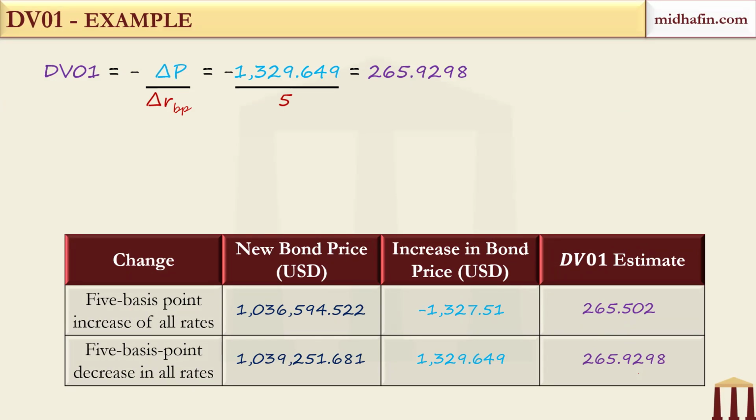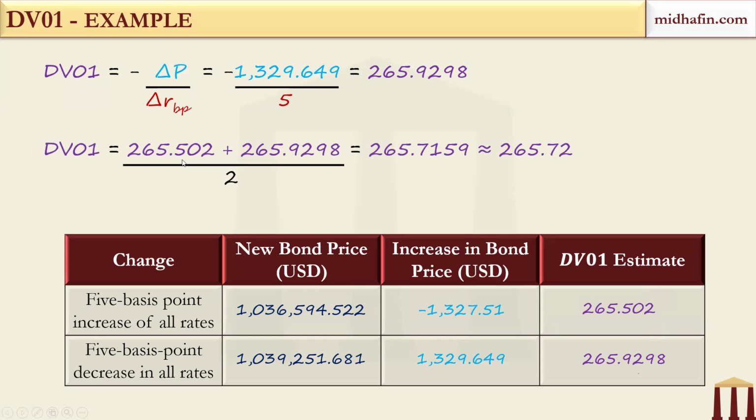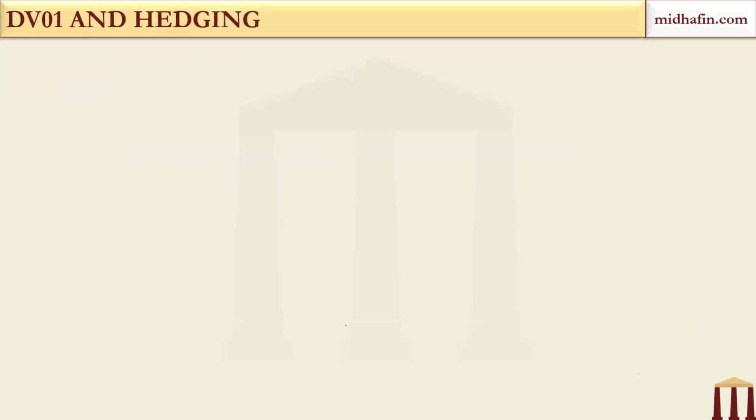The best approach here, as per the theorists and economists who have prepared the theory, is to take the average of these two. So I'll take the average. When I take the average, I get 265.72, and I'll say that 265.72 is the DV01 of the bond. End of the story. That's how DV01 is calculated.